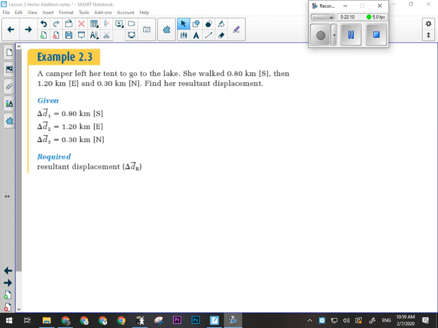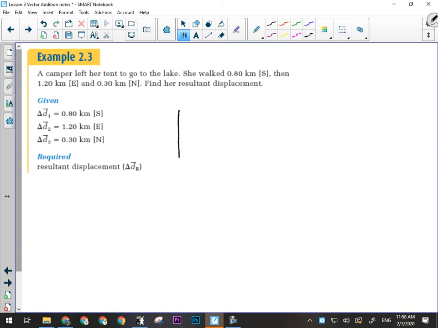Give you a few minutes on that one. Okay, so what we've got here, guys, is this. Listening, please. We've got 0.8 kilometers south, okay? And we've got 1.2 kilometers east. And then 0.3 kilometers north. Okay, that's the trip this person takes.